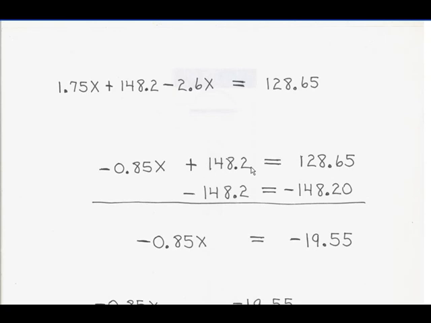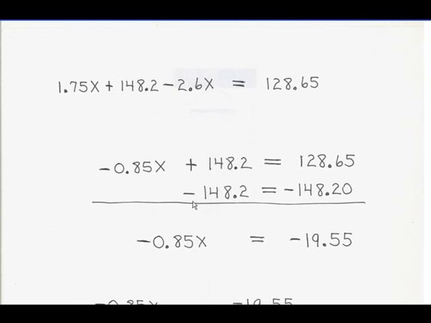Well, now we need to get the negative 0.85x by itself. That means we need to get rid of the 148.2 that's right now here on the left side, because this is not a variable expression. It's known as a numerical expression. So I want to get the variable expression, negative 0.85x by itself. So I have to eliminate 148.2. And this is how I do it. I will use its additive inverse. The additive inverse of 148.2 is negative 148.2.